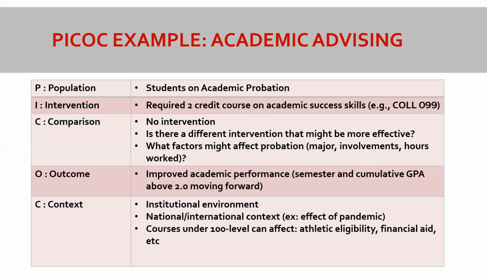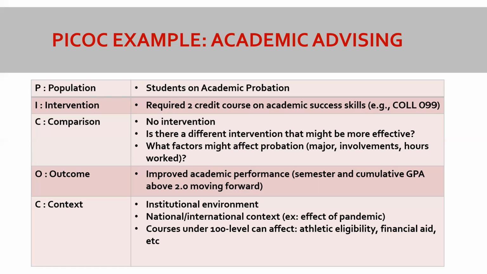So I can compare in quite a few different ways. The outcome that I would be looking for here is improved academic performance. Specifically, we would be looking for students to move their GPA above the 2.0 mark, which is required for undergraduates to graduate. And then the last one that we would have is C, which for me would be the context, which for the most part would be our institutional context, so the college.